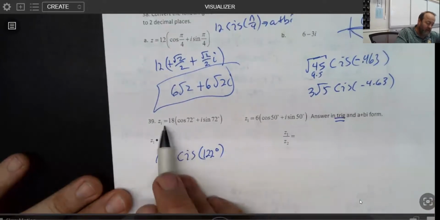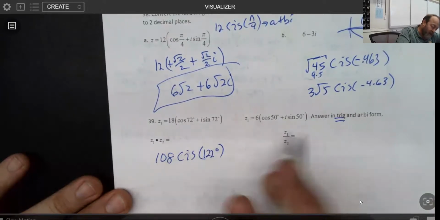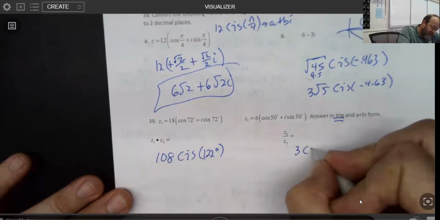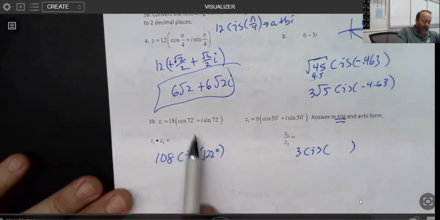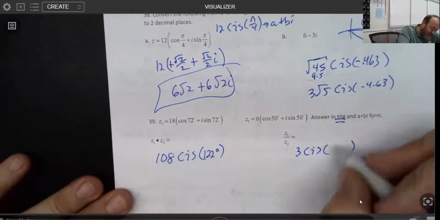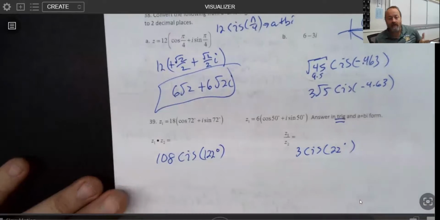Well, when we divide, we literally divide the modulus or the radius, which gives me 3. And then just like the previous one, but instead of adding, we're going to subtract. So I'd have 22 degrees. So very, very simple values.